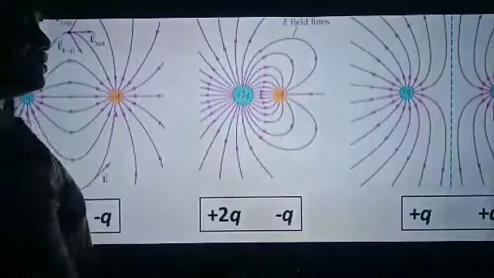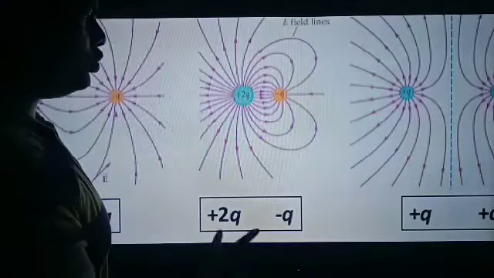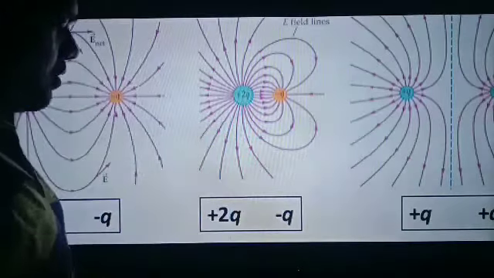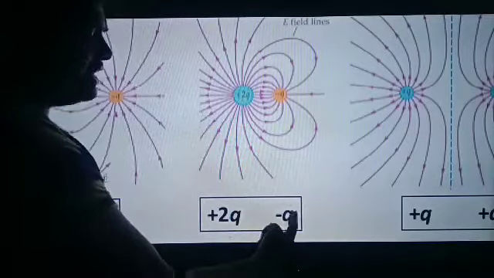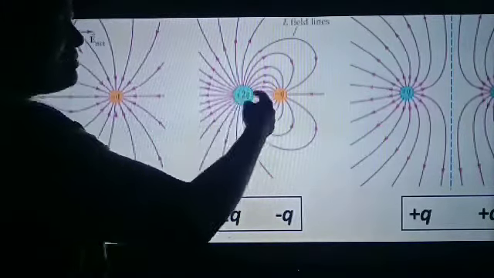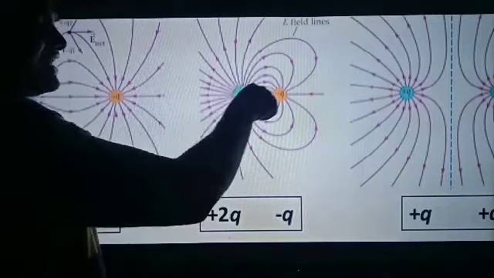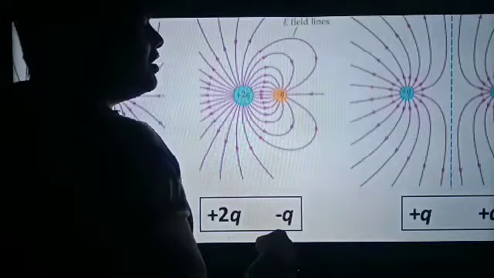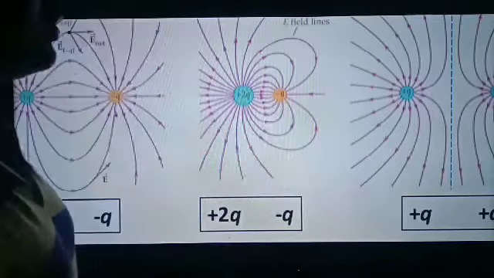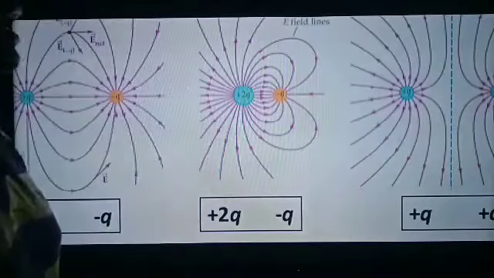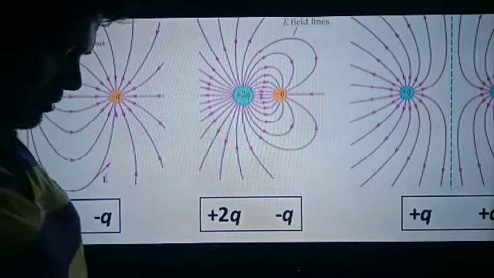The electric field lines due to two unequal charges of opposite nature. One is plus 2Q and the second is minus Q. So the charge of higher magnitude will have the denser electric field near it, and the charge of lower magnitude will have a lesser number of electric field lines around it.